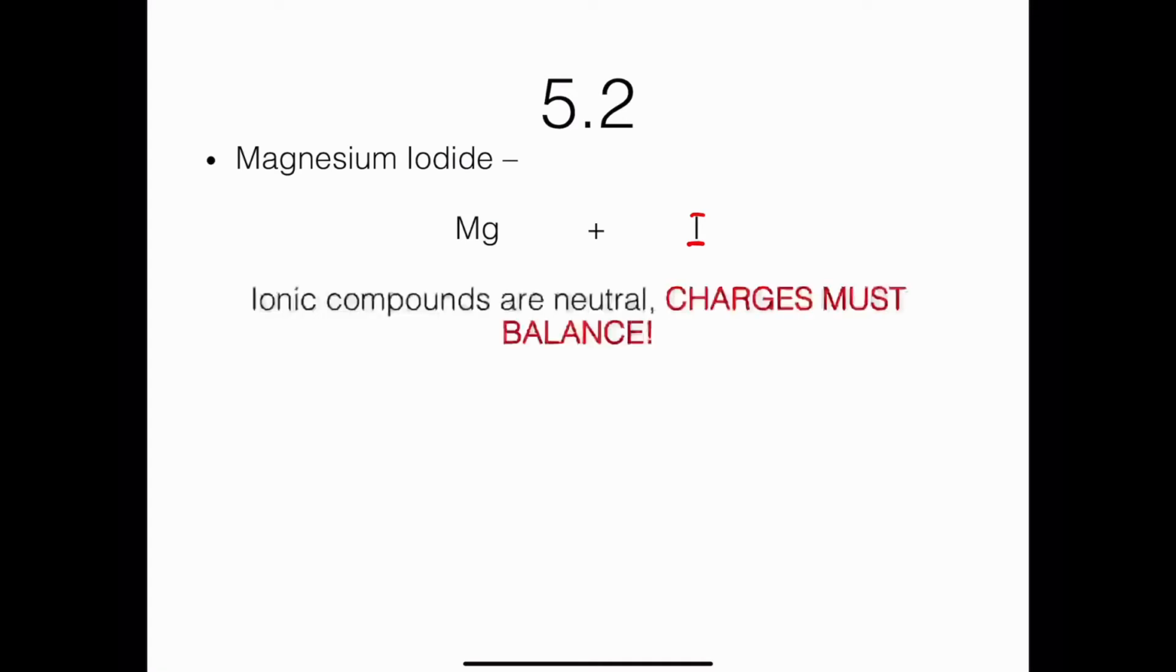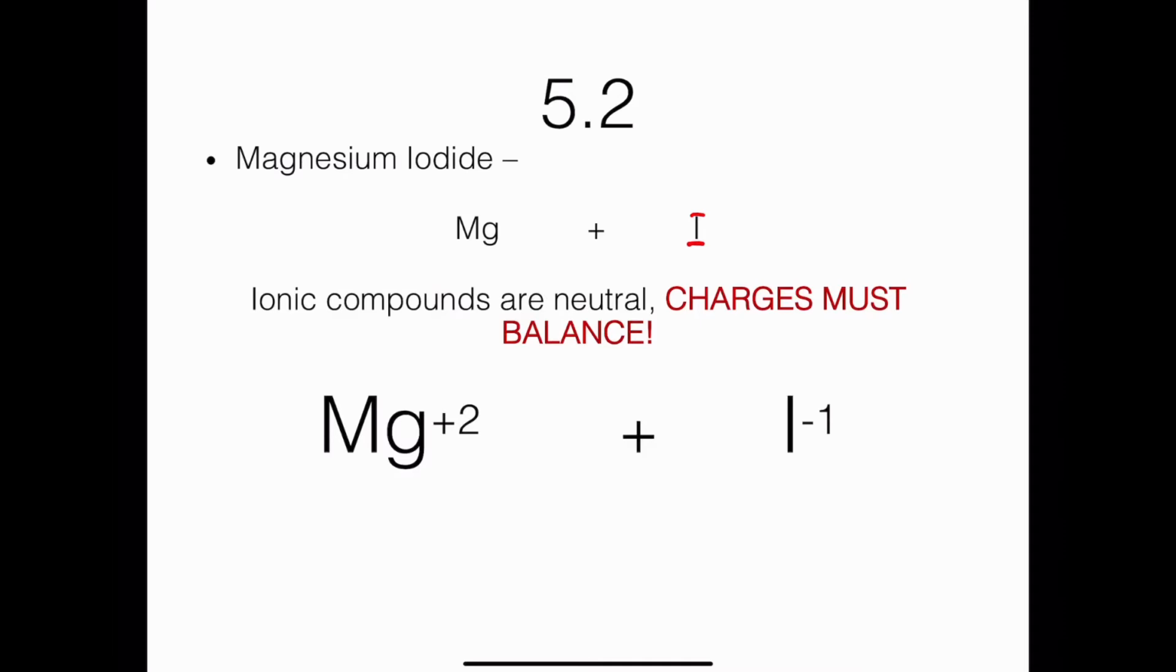But what we want to do now, we have to remember that they're neutral. Charges have to balance, and that tells us how many of each we need in order to balance the formula. We know that the charge on magnesium is positive 2 because we labeled it on the table. And again, if you did not label those, go back and do that. Iodine, negative 1. So we use the crisscross method here. Or how many of one do we need to equal how many of the other?